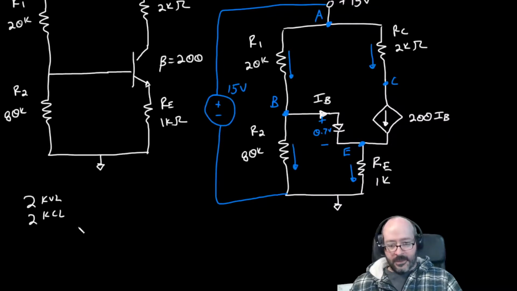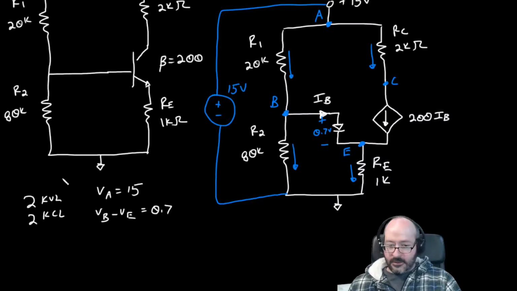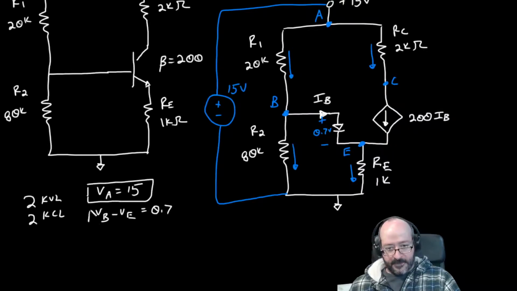So let's write some of those. Let's say VA minus 0 equals 15. Okay, that's one equation. And then the other one is VB minus VE equals 0.7. All right, those are my 2 KVLs. I'd say those were the easy ones to write, in my opinion.